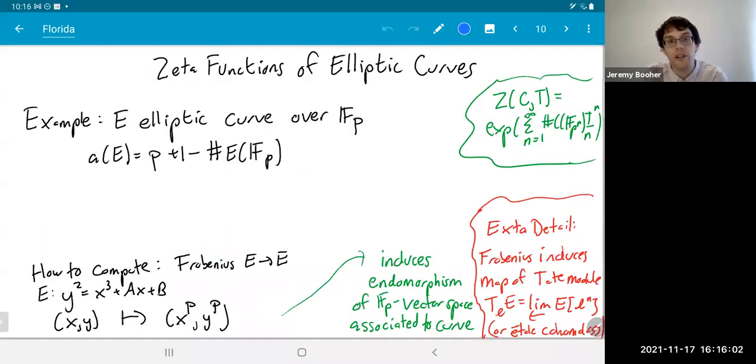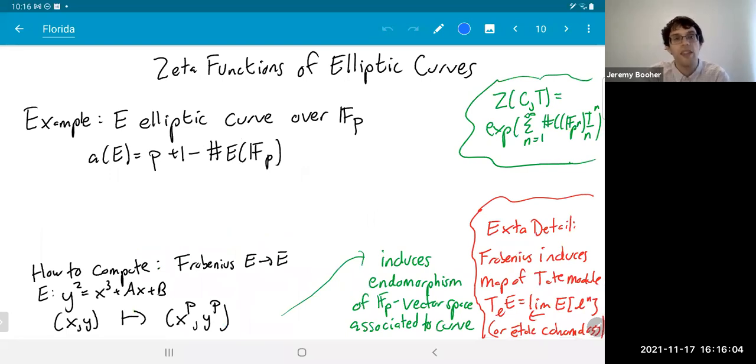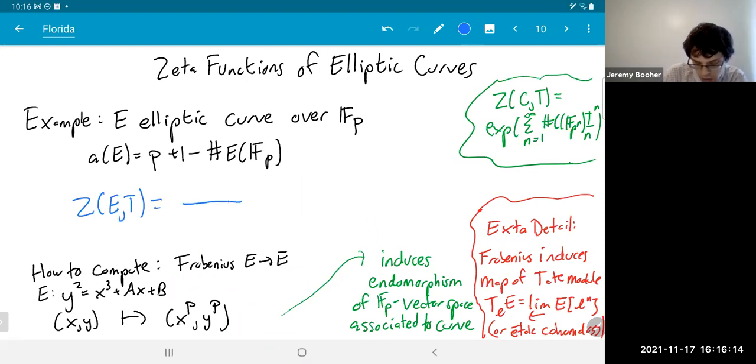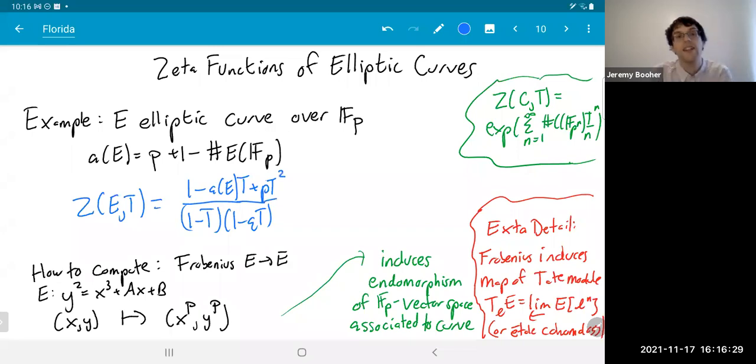Let's look at an elliptic curve again. And the zeta function will depend on the number of points in that curve over F_p. In particular, the zeta function is going to be a rational function. It has a simple denominator that doesn't depend on the curve, but the numerator does. It depends on the point counts through this quantity a of E, and then you end up with a quadratic polynomial on top.